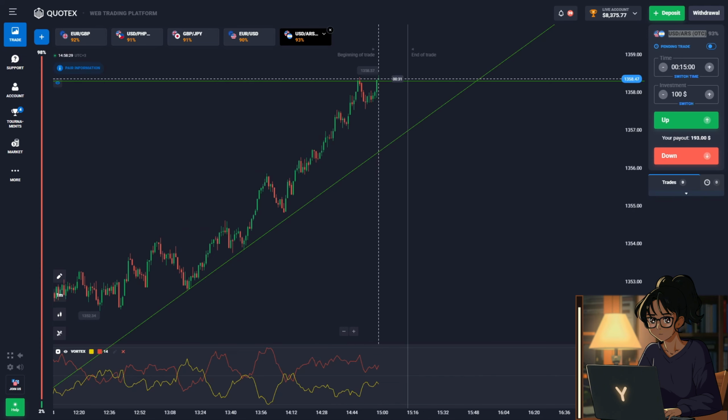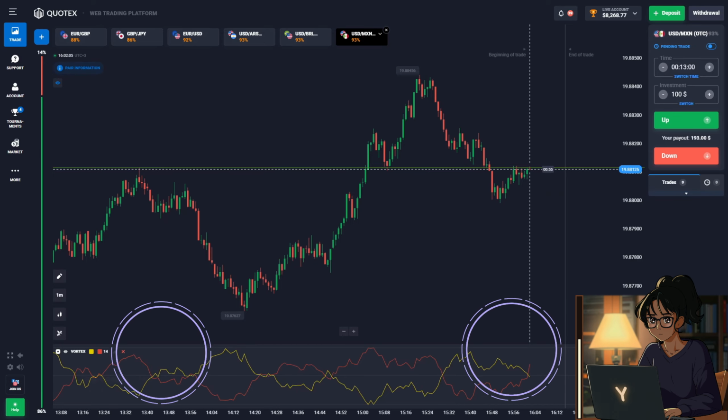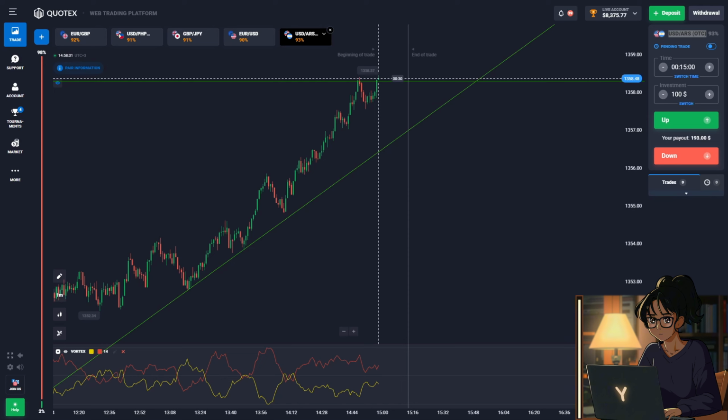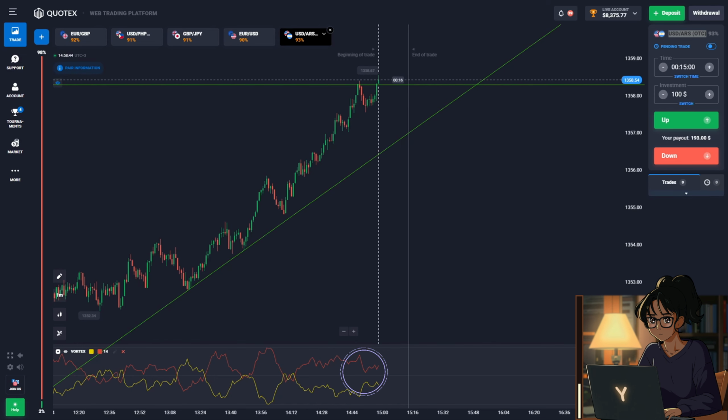What's different here is, when previously price hit resistance, the Vortex lines got closer. Now, not even close. Even after a small pullback, the lines barely moved. The gap is still wide. It means the trend is still strong.